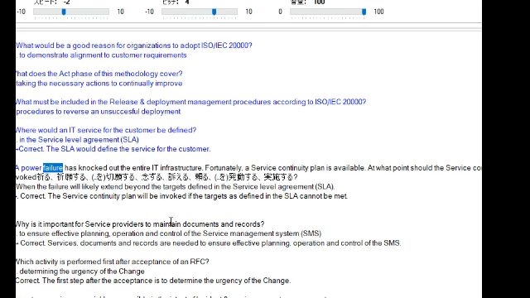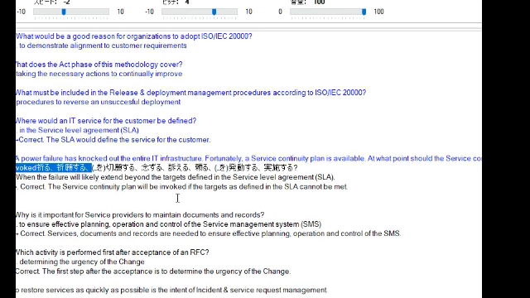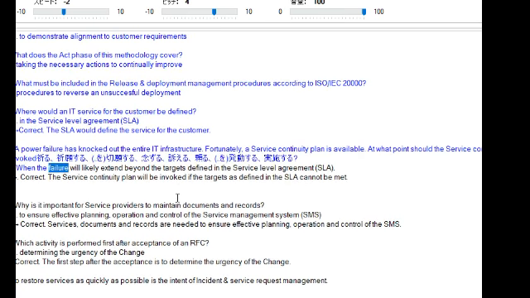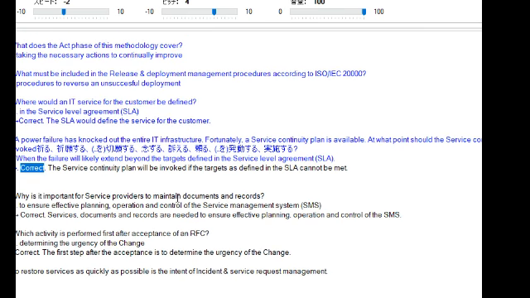A power failure has knocked out the entire IT infrastructure. Fortunately, a service continuity plan is available. At what point should the service continuity plan be invoked? When the failure will likely extend beyond the targets defined in the Service Level Agreement, SLA. Correct. The service continuity plan will be invoked if the targets as defined in the SLA cannot be met.